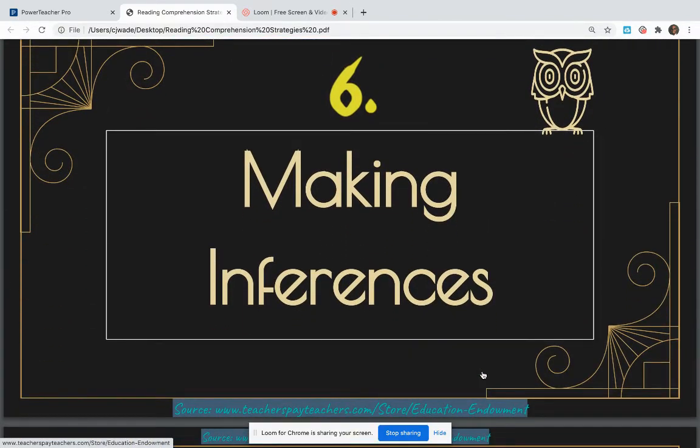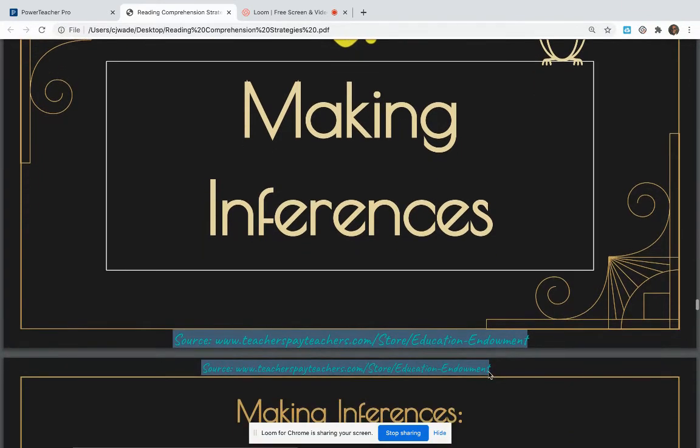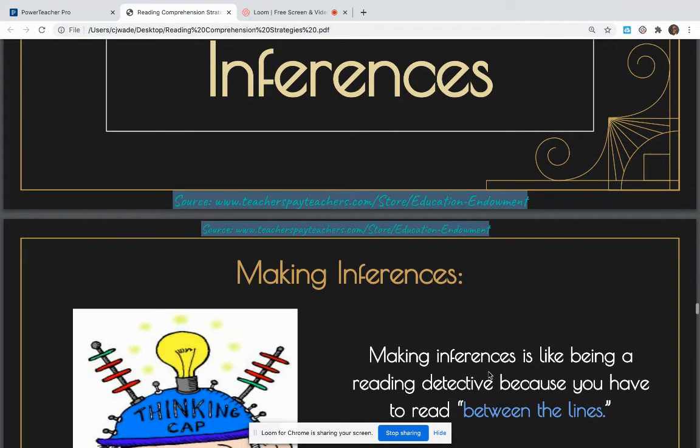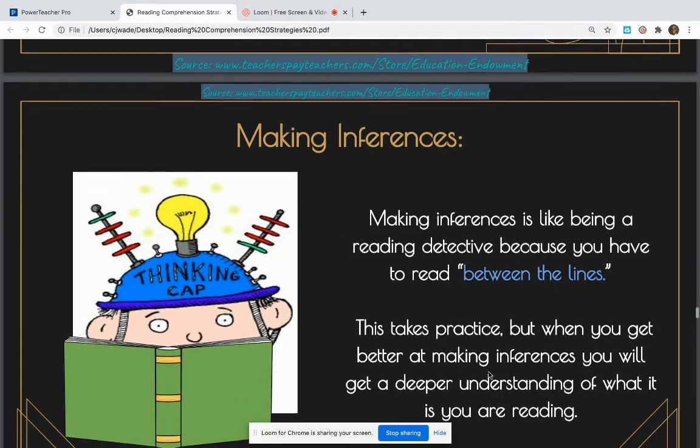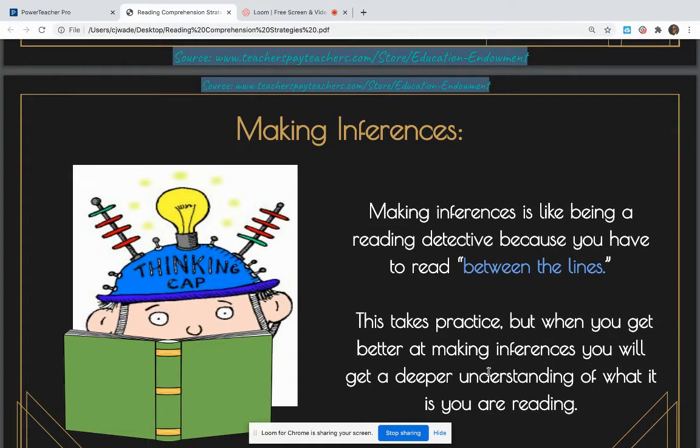So the next thing that we're doing during our reading process is making inferences. I talked about this last week. Making inferences, we are making educated guesses while using context clues. It is similar to the predicting that we do at the beginning of a text, but it is not the exact same. So we're making inferences and we are reading in between the lines.